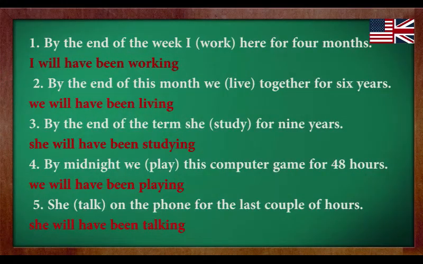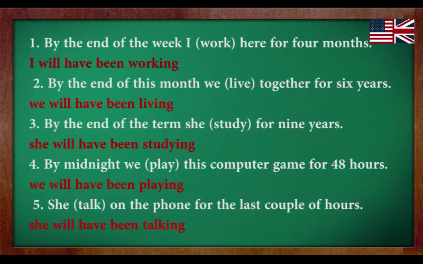Okay guys, I know it took a little bit long to do this, but let's try to do it together. Put the verbs into the correct form. Future perfect progressive or continuous. Number one. By the end of the week, I work here for 4 months. I will have been working here for 4 months. Number two. By the end of this month, we live together for 6 years. We will have been living together.